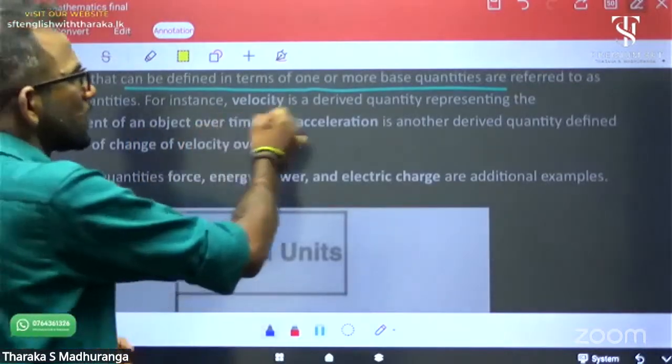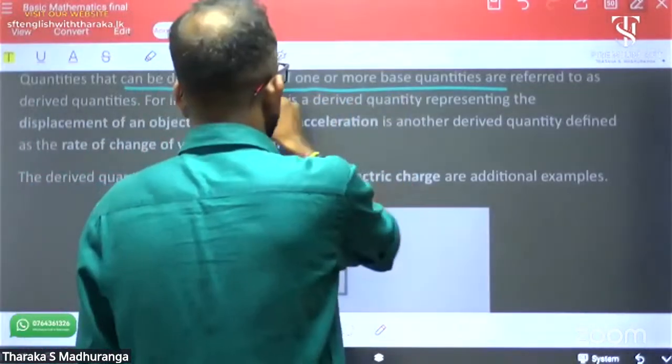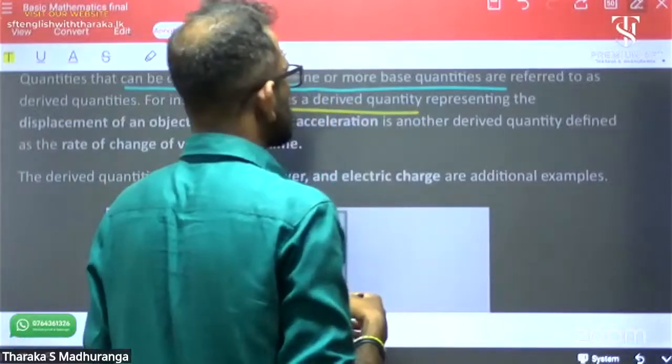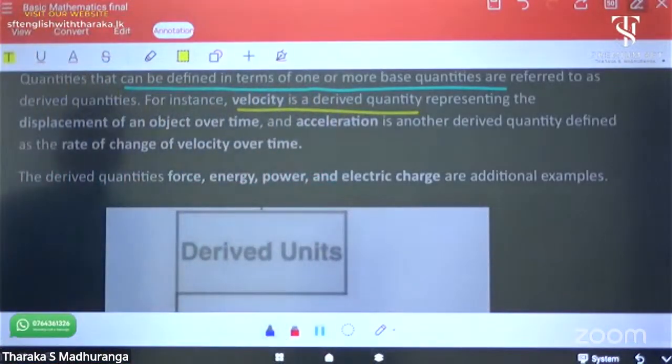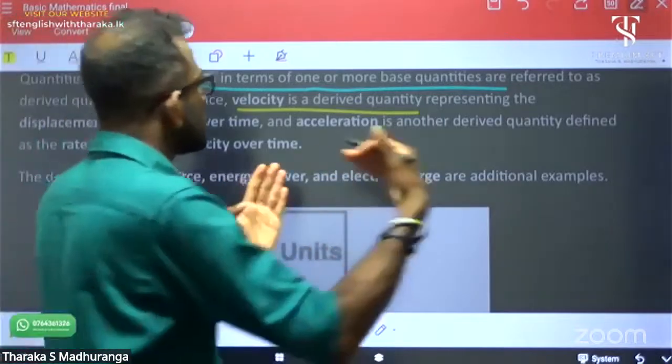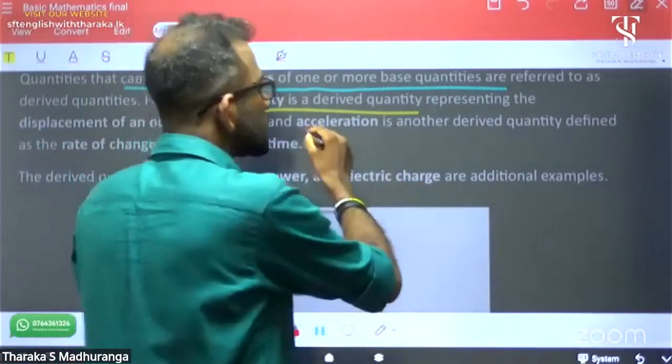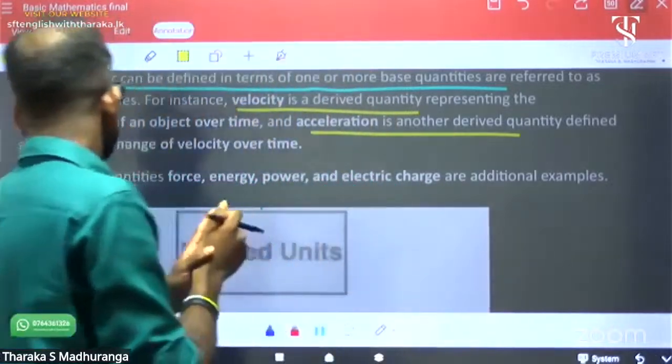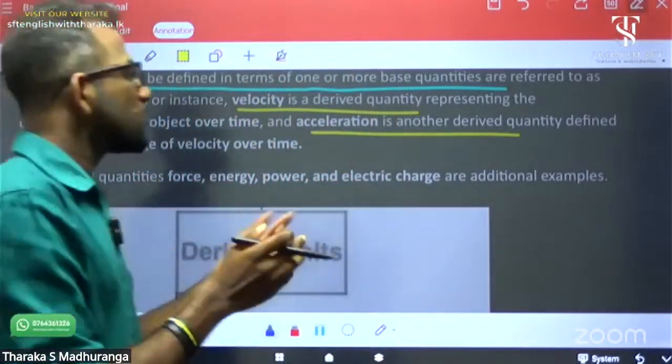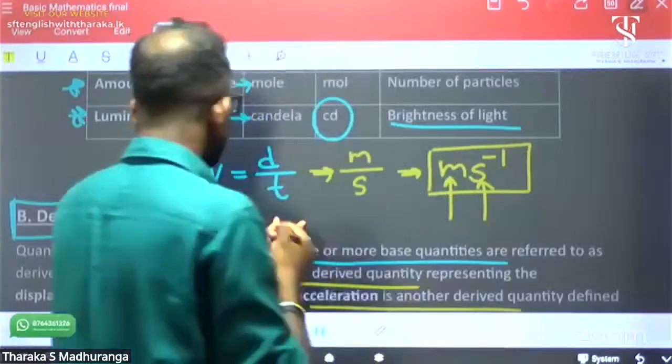Okay, given the velocity is a derived quantity. Yes, it represents the displacement of an object over time, the displacement within unit time. The acceleration is another derived unit. Yes, the change in velocity over time.